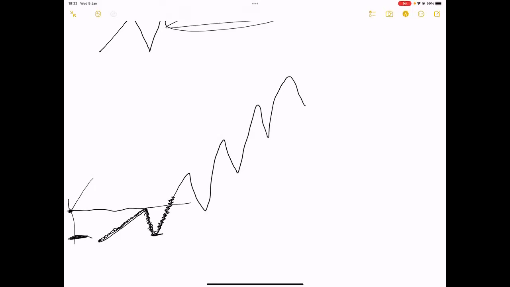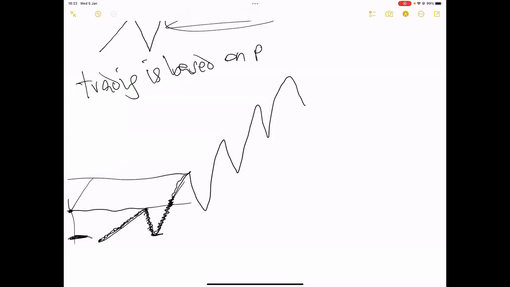We now broke out of this former price that we all forgot about. We bought. We got here. We saw the same occurrence in the past. Remember, trading is based on past occurrences or prices.